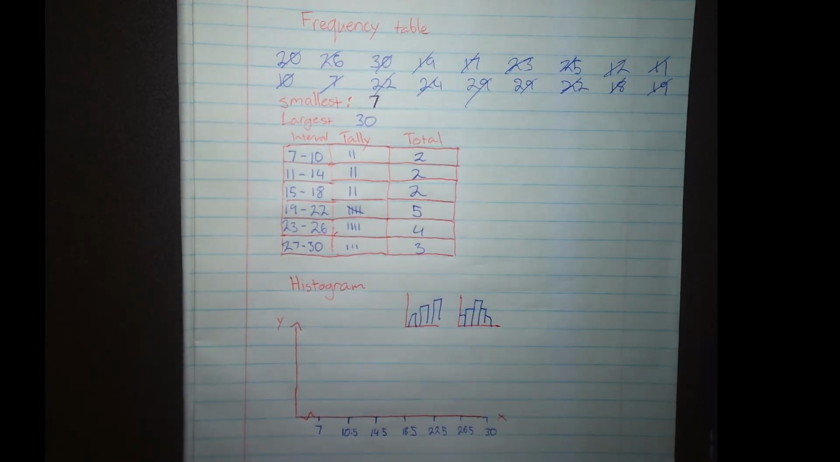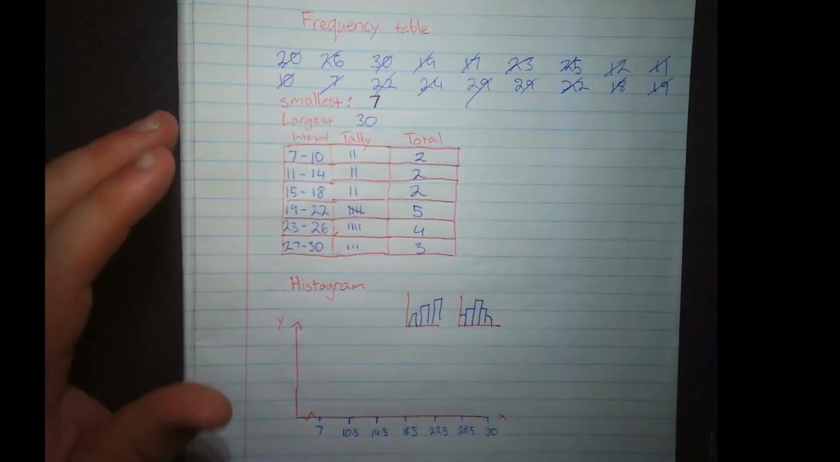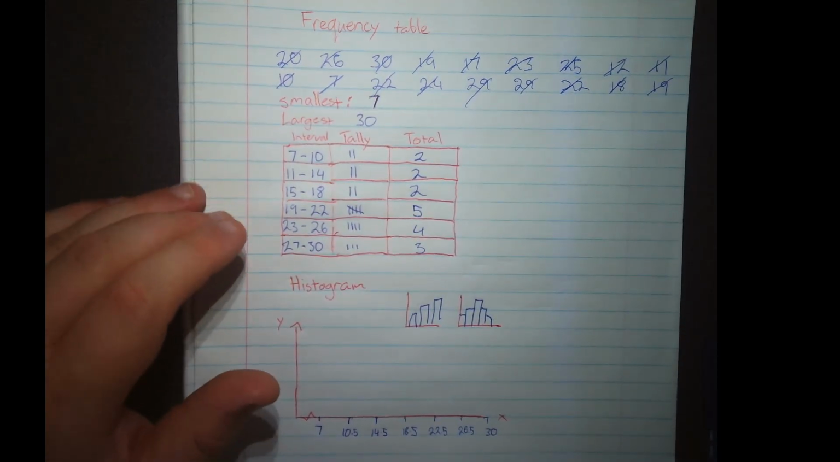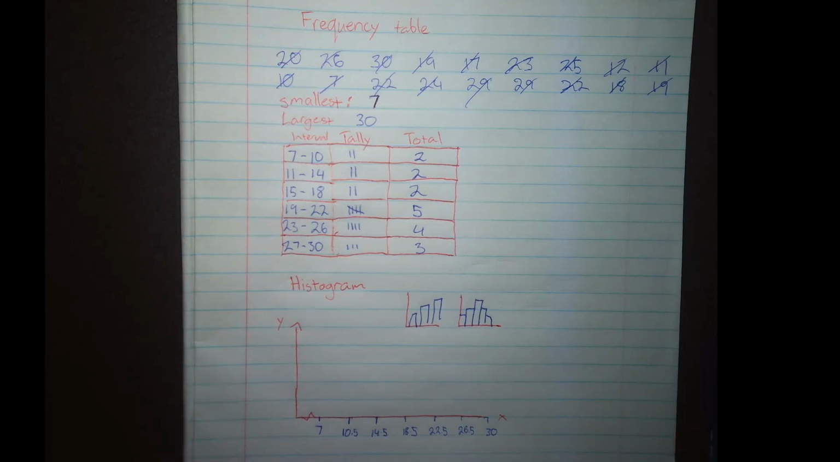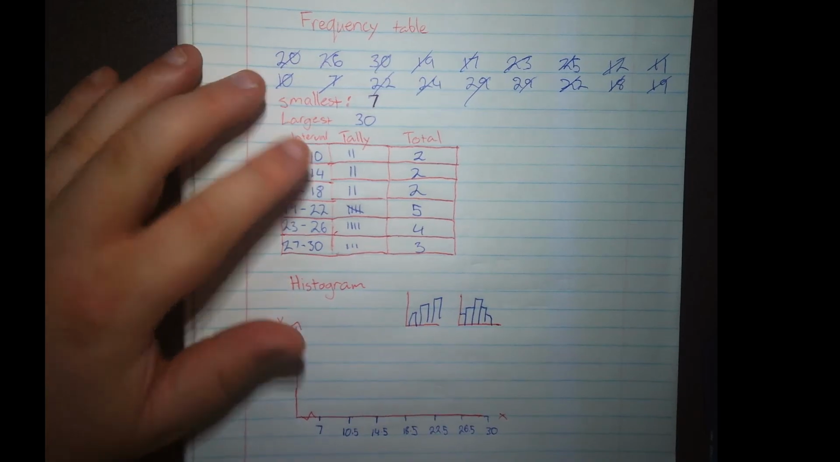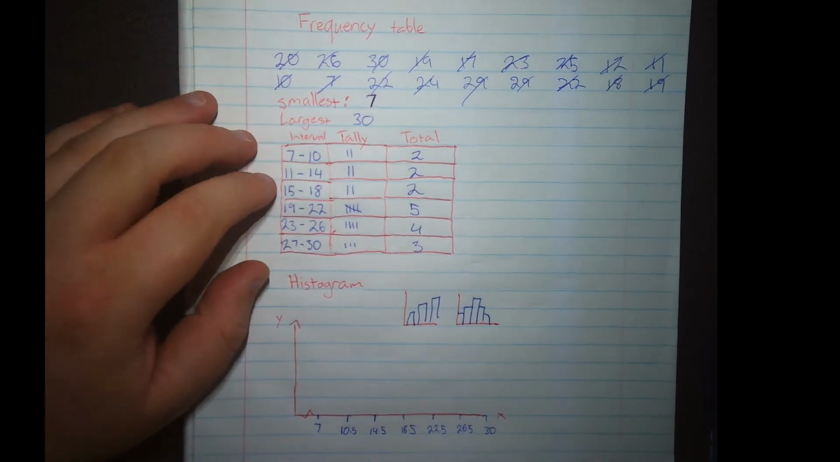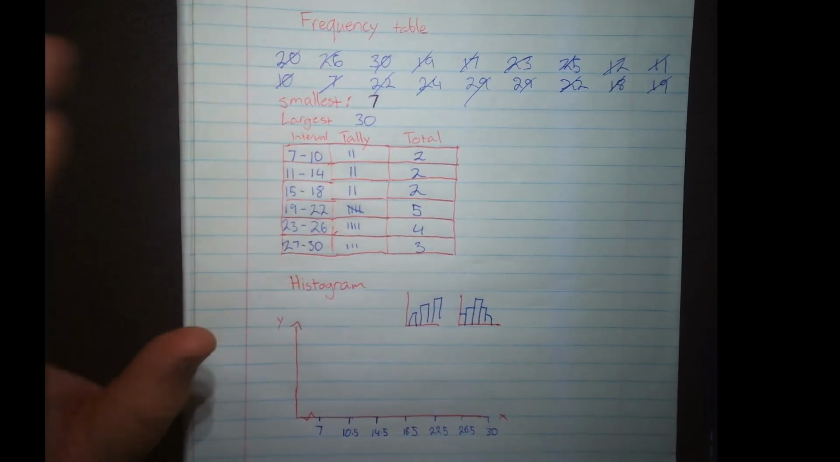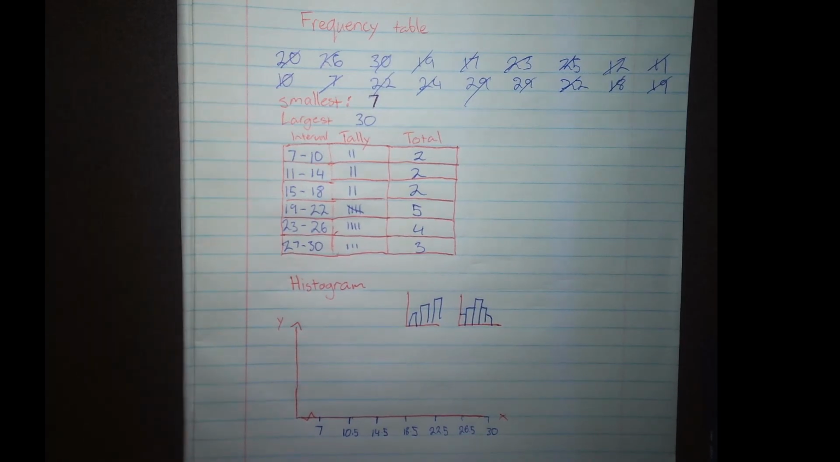The reason that I'm doing the 0.5s is because we're dealing with whole numbers only, so I didn't have to do less than or equal to and things like that. But if you are dealing with continuous variables, it's better for your intervals to have 7 to less than 10, and then 10 to less than 14 and things like that. But I'll do an example of one of them after this.